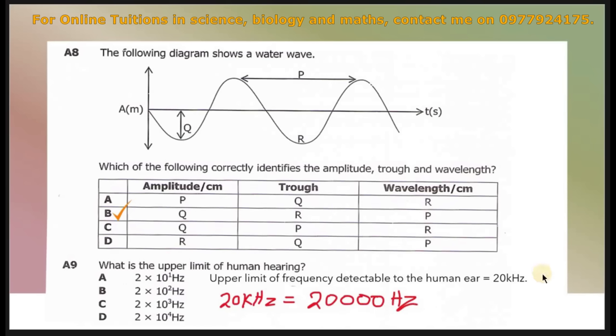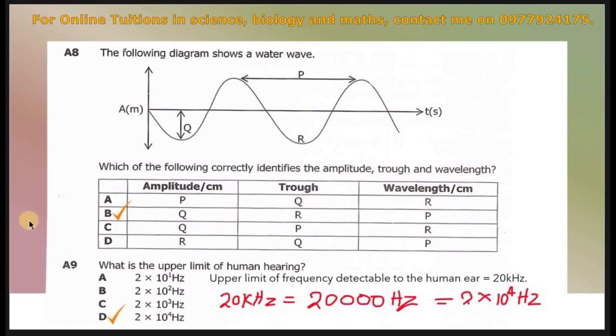So this kilo, which is this one here, represents 1,000, okay? That's why it is 20,000 hertz. Now, they're writing this one in scientific notation, so it would be 2 times 10 to the power 4 hertz, okay? So, again, if you want to understand these, my lessons are already there. So, the number is the one I mentioned earlier on. So, when we check which one matches this one, it is actually D here, okay?